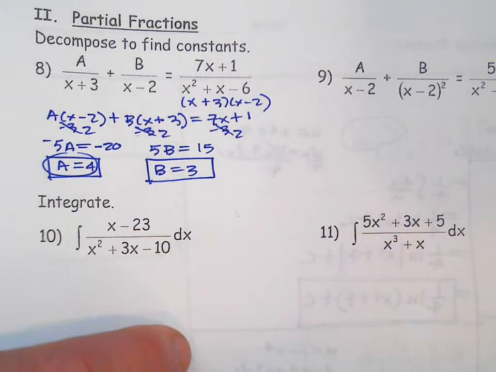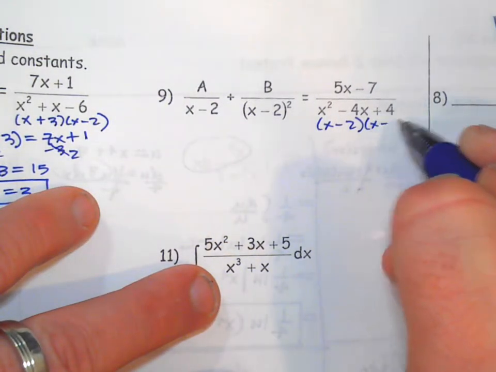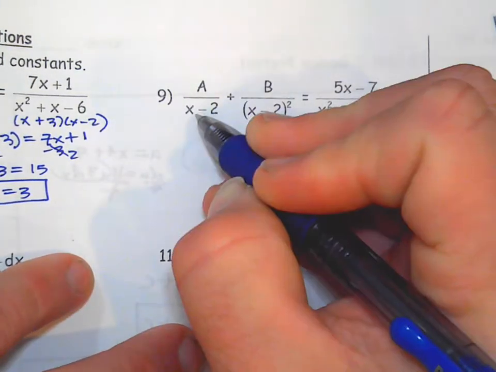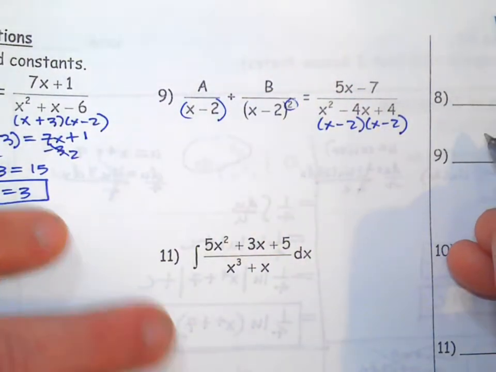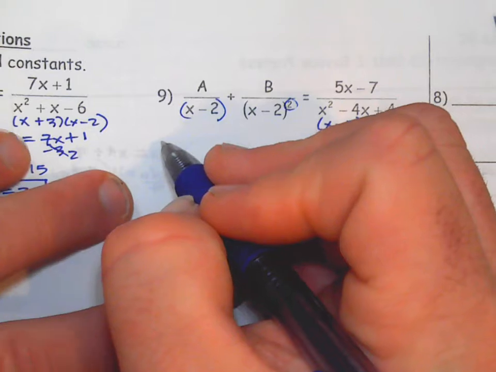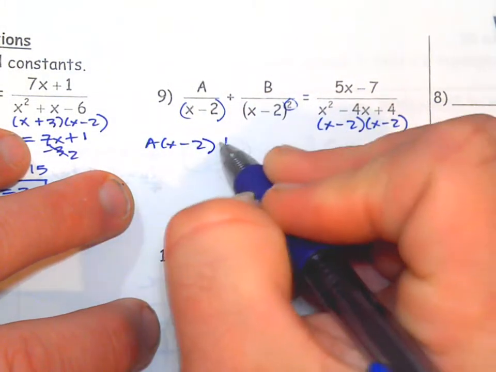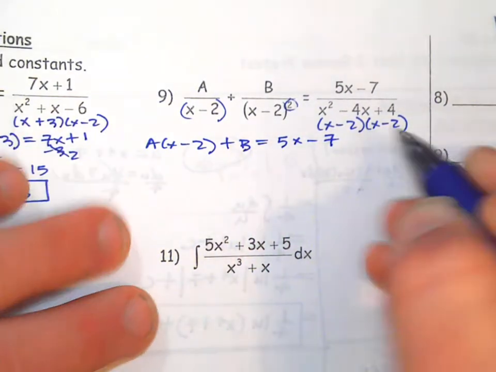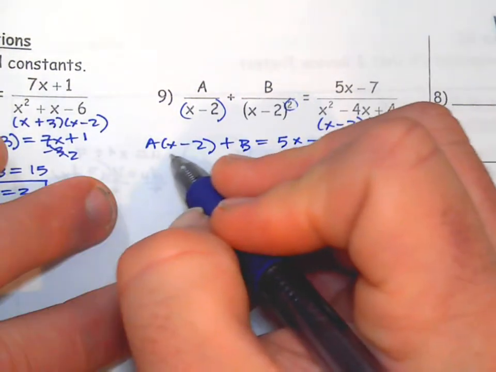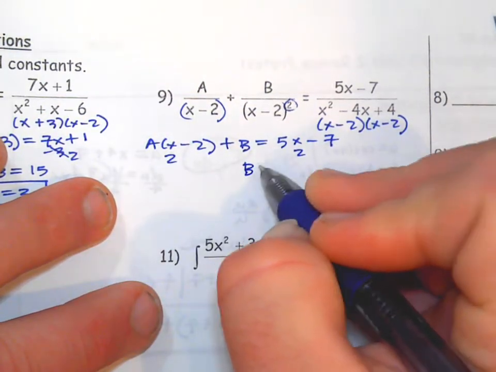Next one is a special case, x minus 2, x minus 2. So this is a double repeated root. So you do one with just the first power, and then you do one with the second power. Multiply 3 by the least common denominator. You're going to get a times x minus 2 plus b equals 5x minus 7. So you run into an issue where you can't get rid of b, which is fine. So get rid of a first, and you get b equals 3.